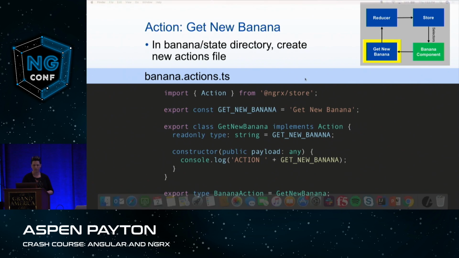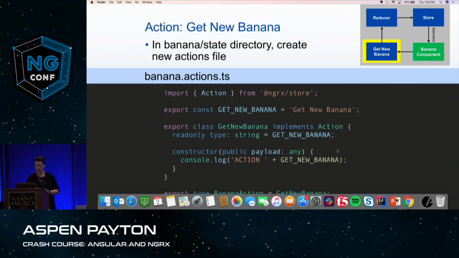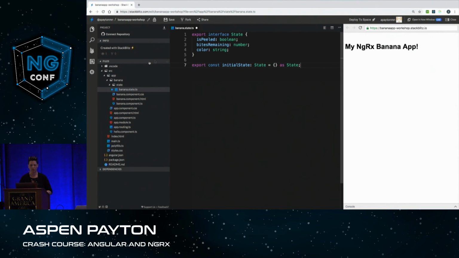So flipping back over to our StackBlitz, and my command tab does not like to work well on this computer. So we're going to create a new file, again, within our state directory, because this is part of how we're tracking the state of our banana. And this one we're going to call banana.actions.ts.